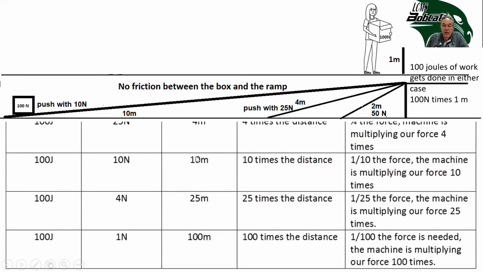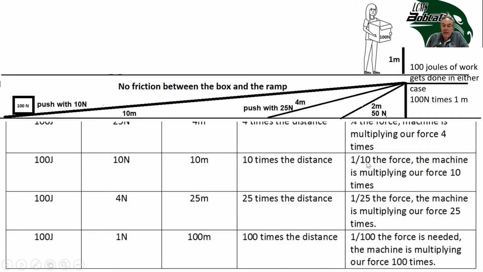Okay, now we're going to take this and go even a little farther. Suppose that she made the ramp 25 meters long. Okay, so it was even longer than what I could fit into this picture. Now she would only have to push with a force of 4 newtons. Okay, so we have 25 times the lifting distance. We could use 1/25 of the force. The machine is multiplying our force by 25.